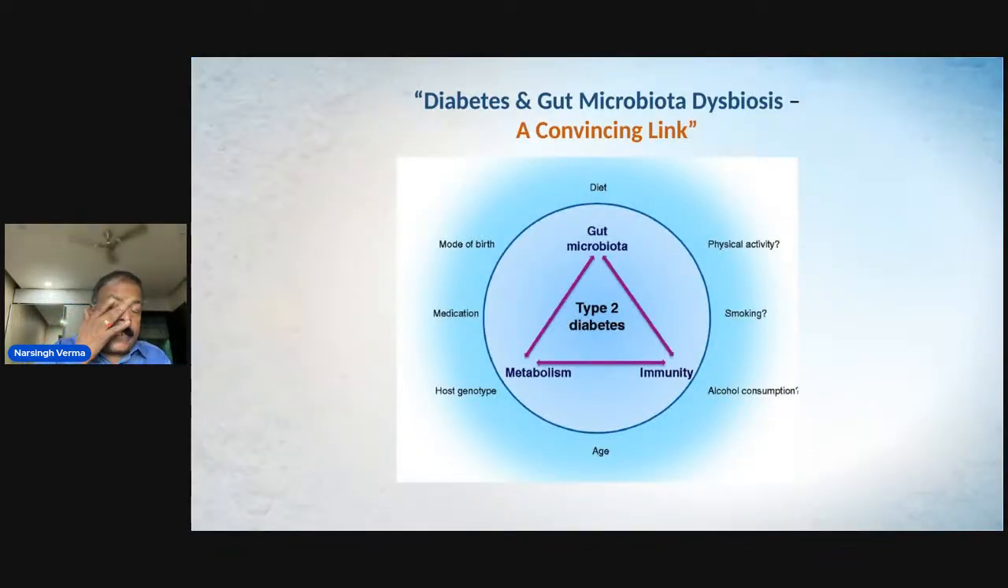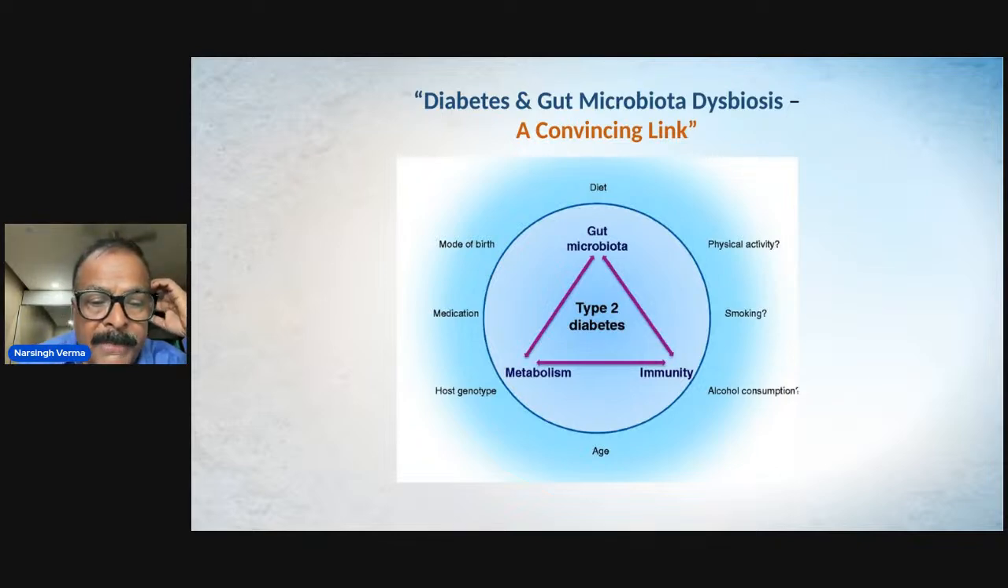Diabetes has long been studied and found related with the gut microbiota, and diabetes and gut microbiota dysbiosis is a convincing link. Now we very well know that diet affects the gut microbiota, and the gut microbiota are changed in type 2 diabetes. Type 2 diabetes itself can change gut microbiota, and various factors like physical activity, anxiety, and other related problems change the gut microbiota synthesis, and finally they can lead to dysbiosis.